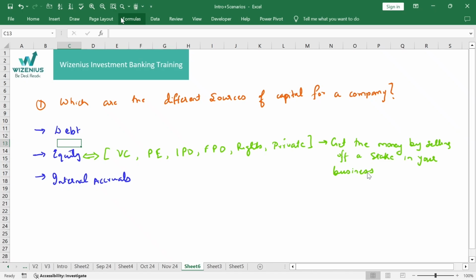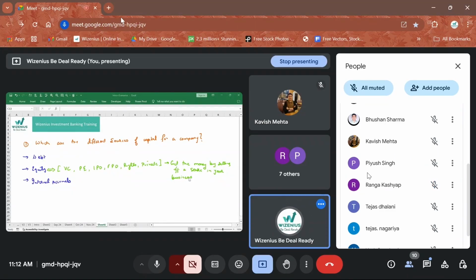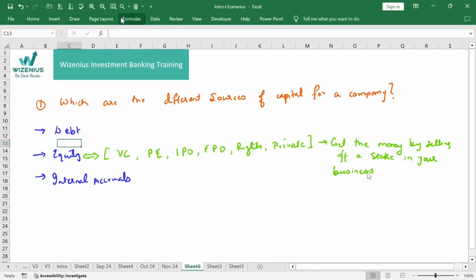Yes or no, people? Do we agree to this? Do we understand this? Yes, no? Yes, sir. Everyone with me? Yeah. So that's the basic fundamental of the equity funders.